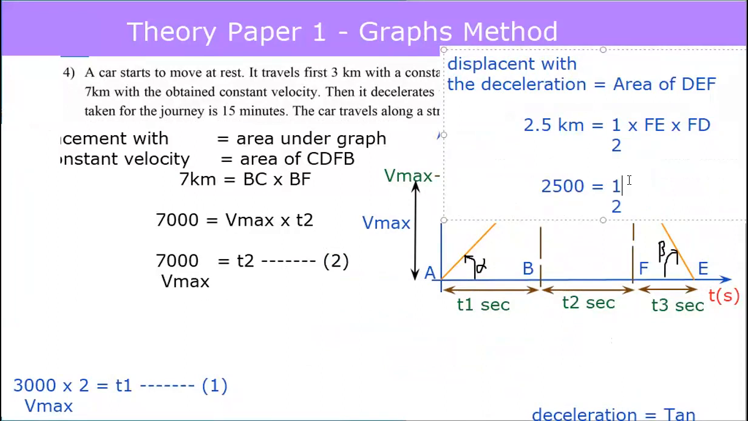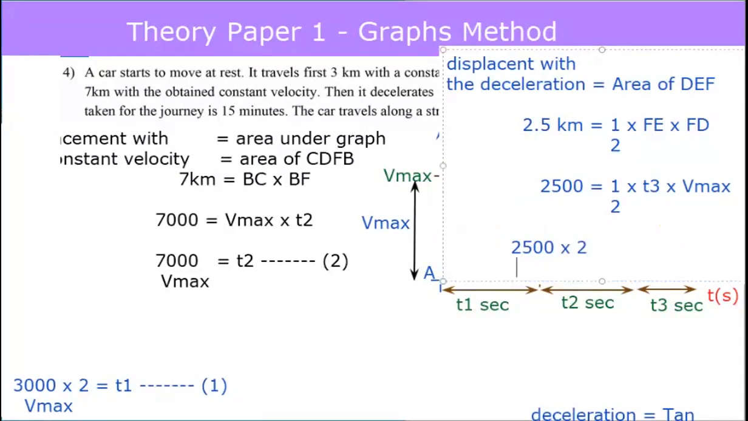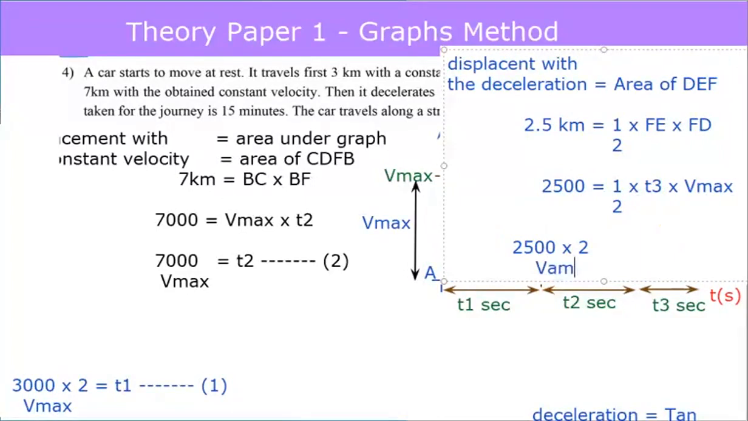FE is T3. FD is Vmax. We don't know both, Vmax and T3, but I'll take these two. Division 2 goes to this 2,500 side as multiplication 2. Multiplication Vmax goes to the other side as division Vmax. So you will get 2,500 times 2 divided by Vmax. On the other side you have only T3.